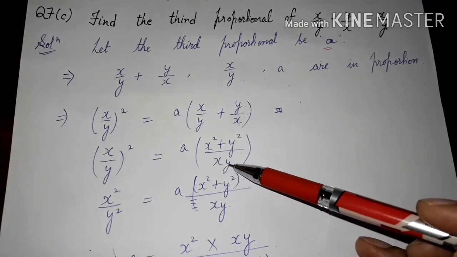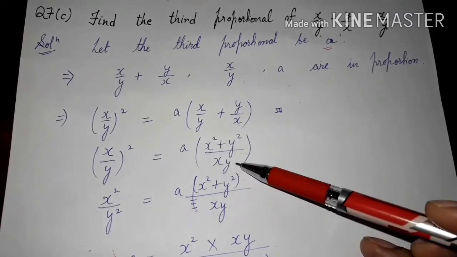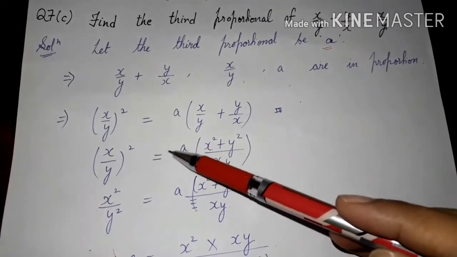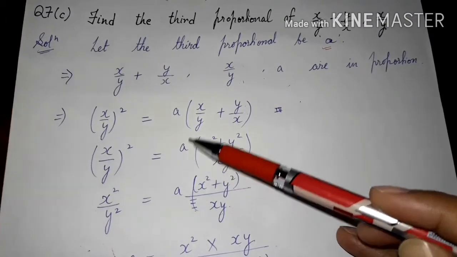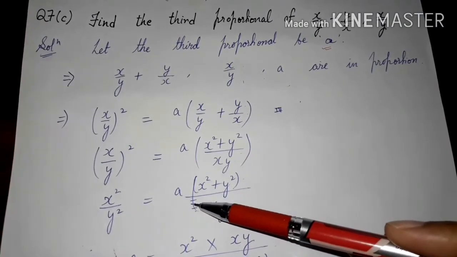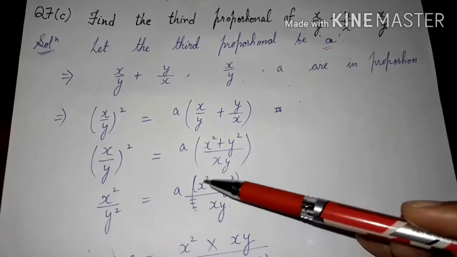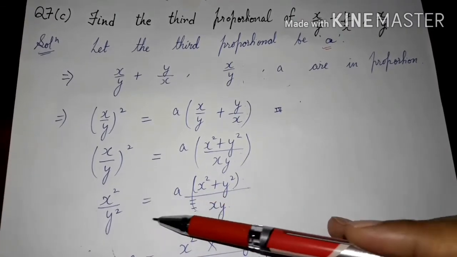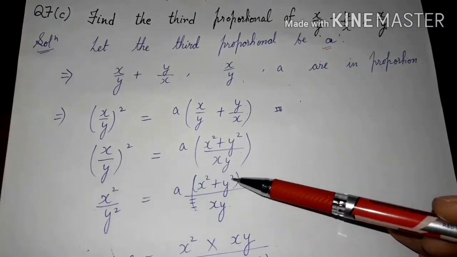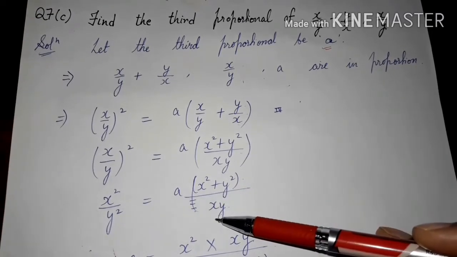Because the LCM is xy, in the numerator we are getting x square plus y square. But you have to find the value of a, that means the unknown variable or the third proportional. So what we'll do, we'll make a the subject. In order to make a the subject, you have to separate all these numerators and denominators so that we can cross multiply. This will become x square upon y square, and in one bracket, this whole upon xy.